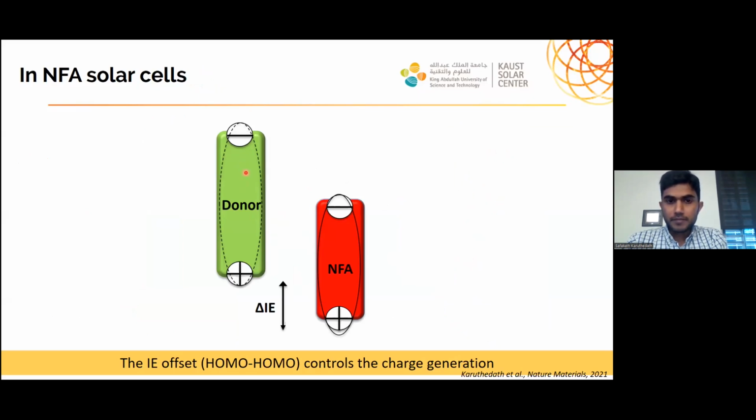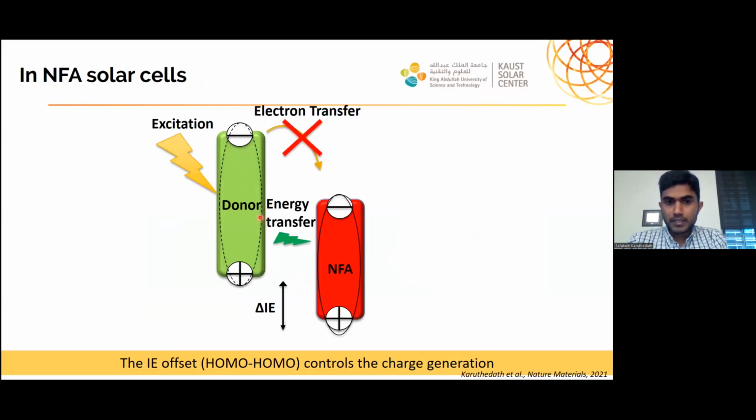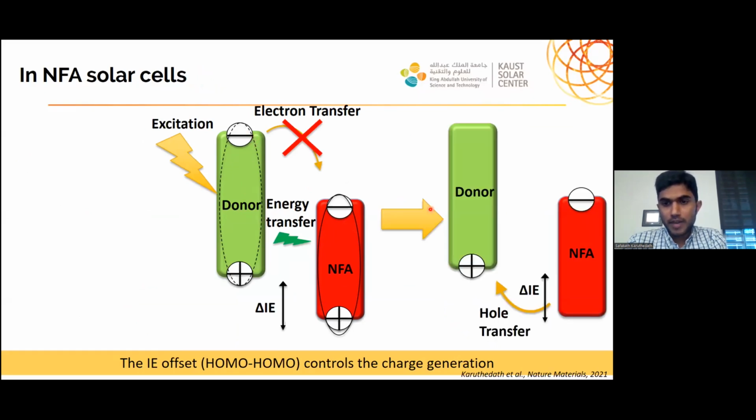Showing again, the energy transfer means you just moved all the excitation to this side, and the only way to do charge transfer is the hole transfer from NFA to the donor, because there will be no excited species available for the donor material. No singlet exciton available for the donor material.